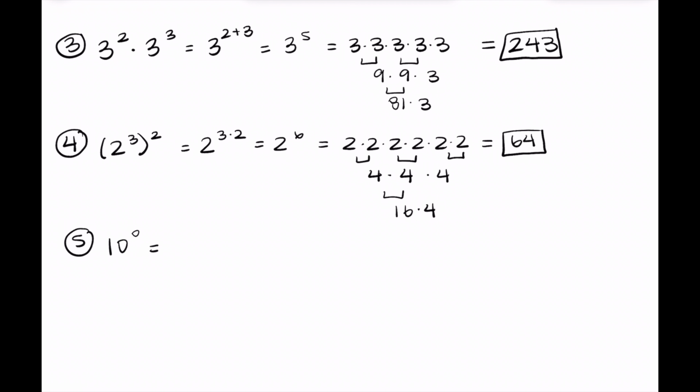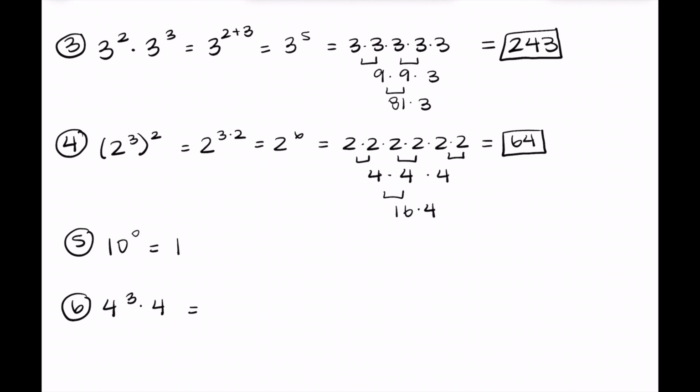For number 5, we have 10 to the power of 0, and we know that anything to the 0 power is just 1. So the answer to number 5 would be 1. And now we'll move on to our sixth practice question. For number 6, we have 4 to the power of 3 times 4.